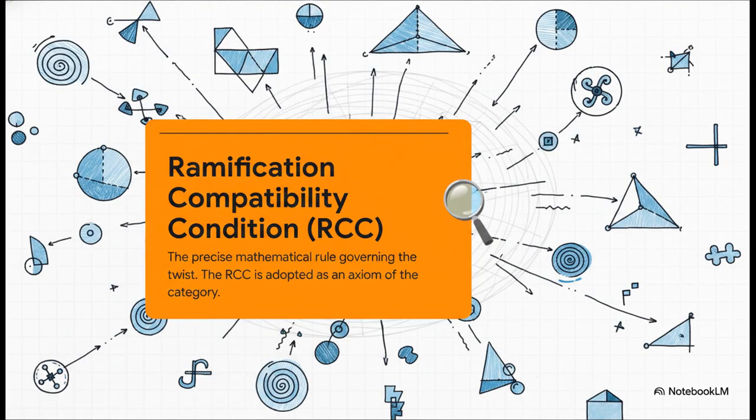So you might be thinking, is this twist just random chaos? Well, not at all. It's actually governed by a super precise mathematical rule called the ramification compatibility condition, or the RCC. And this is key. It's not a bug in the system, it's a fundamental feature of how these geometric maps work. The RCC tells you exactly how and why the twist happens, which turns it from just a problem into a phenomenon that we can actually study.